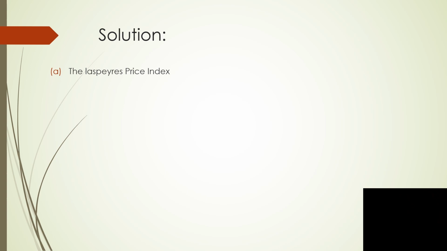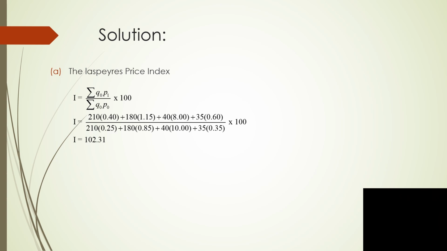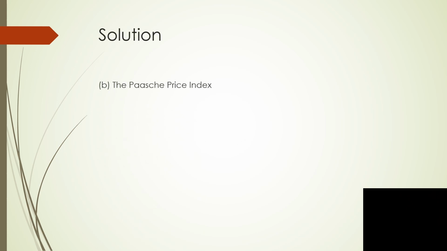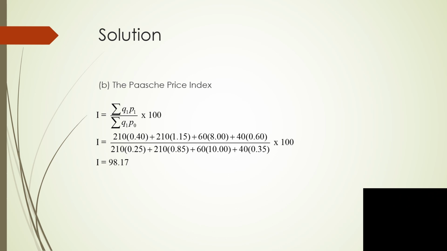The Laspeyres price index. I equals summation Q naught P1 over summation Q naught P naught times 100. So index equals 102.31. The Paasche price index. I equals summation Q1 P1 over summation Q1 P0 times 100. So the index is 98.17.